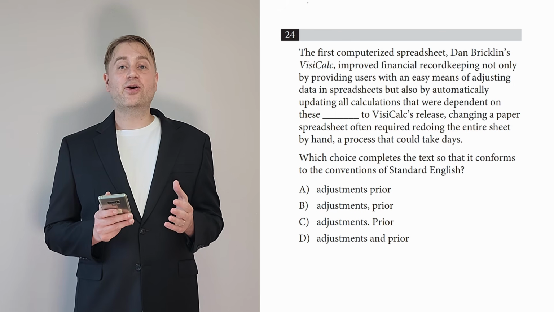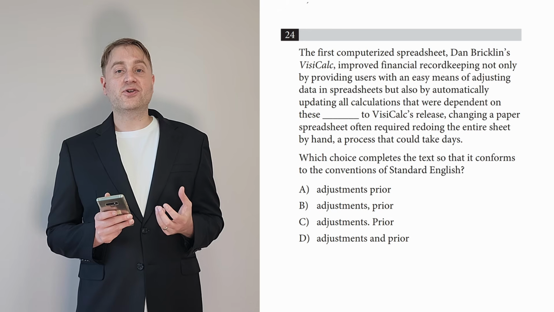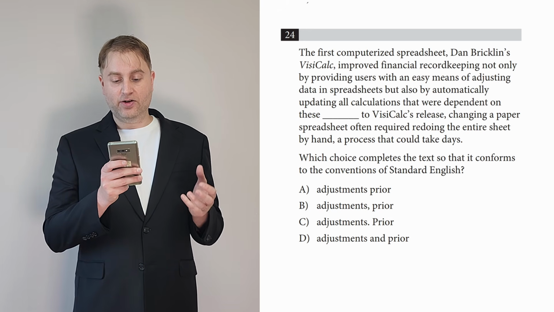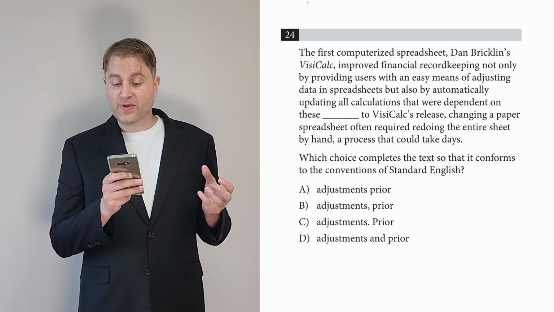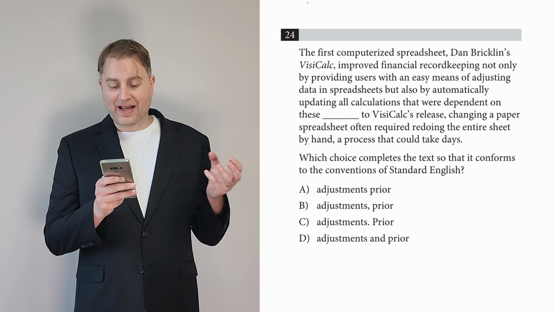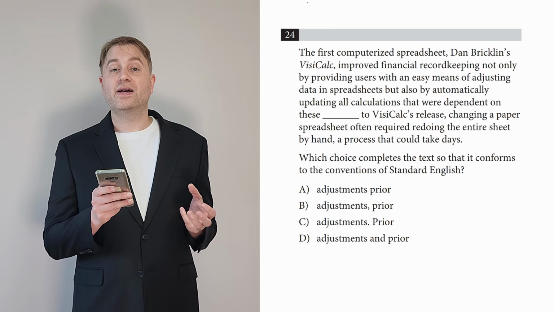Again, to spot the error, it helps to break the sentence down into pieces. Let's take a look at the first half. The first computerized spreadsheet, Dan Bricklin's VisiCalc, improved financial record keeping not only by providing users with an easy means of adjusting data in spreadsheets, but also by automatically updating all calculations that were dependent on these adjustments.